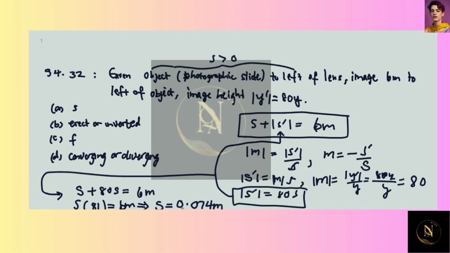And right away I could see that if I take away the absolute value, that S plus S prime is a positive number. It's 6 meters, so S prime itself has to be positive in order to give me, if S is 0.074, that 6 meters. So we'll solve part A. Let's solve part B. Is the image erect or inverted?